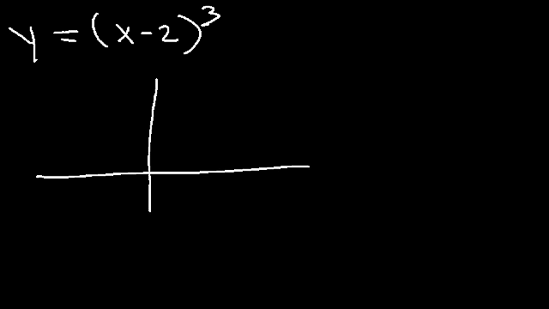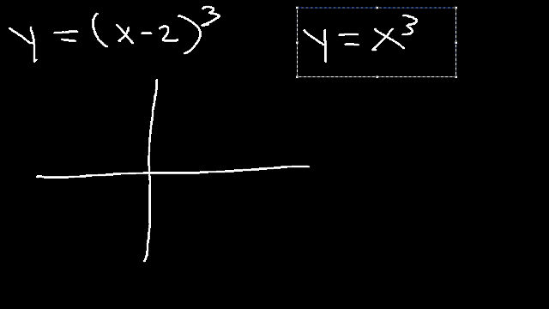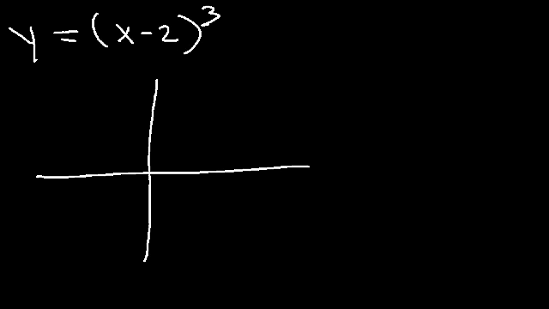Let's try this one. y is equal to x minus 2 raised to the 3rd power. The parent function is x cubed, and we know the general shape for this function. It looks something like this. So therefore, how can we graph this function? What type of transformation do we have? If you recall from the rules that we just went over, this means that the function is going to move 2 units to the right.